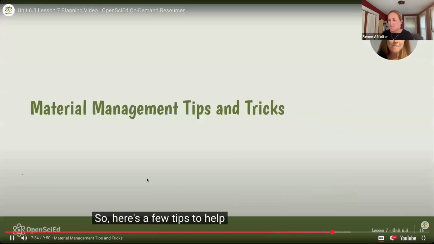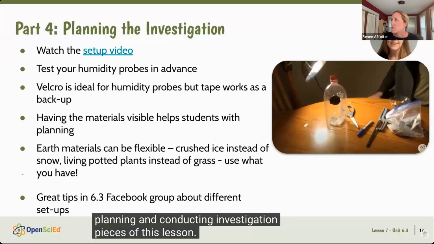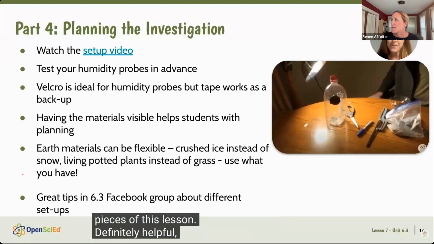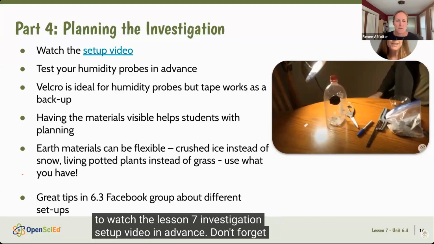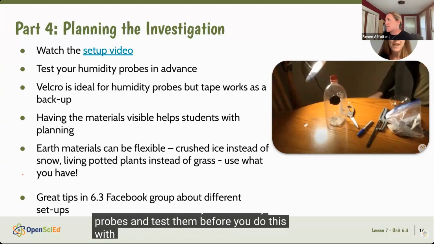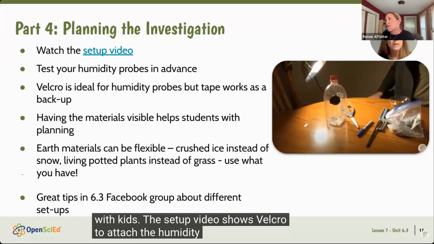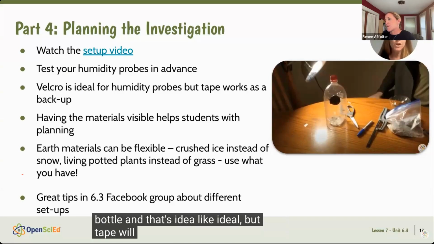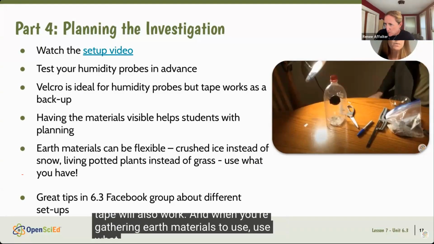So here are a few tips to help manage the planning and conducting investigation pieces of this lesson. Definitely helpful, as we said earlier, to watch the lesson 7 investigation setup video in advance. Don't forget to check the batteries in your humidity probes and test them before you do this with kids. The setup video shows Velcro to attach the humidity probe to the bottle, and that's ideal, but tape will also work. And when you're gathering earth materials, use what you have.